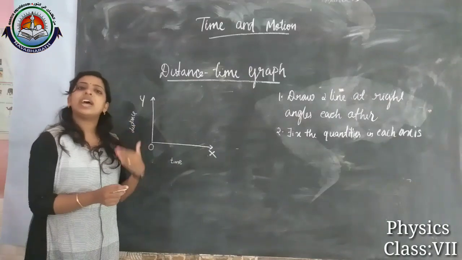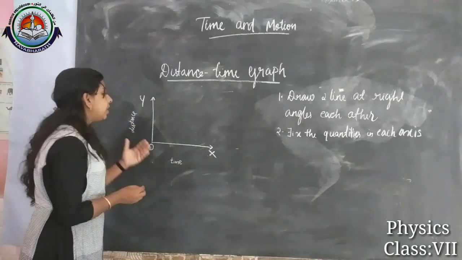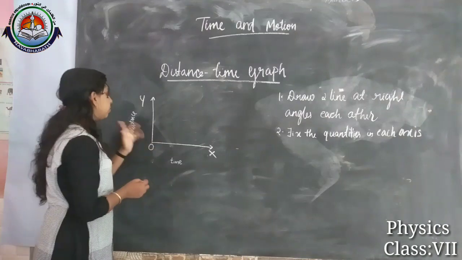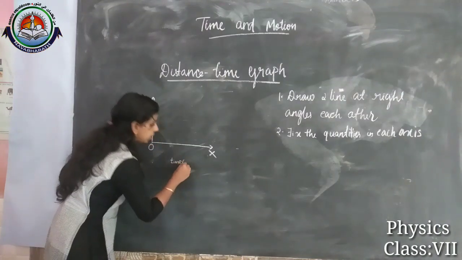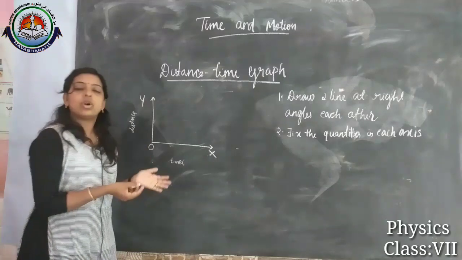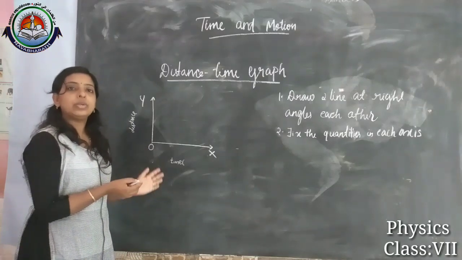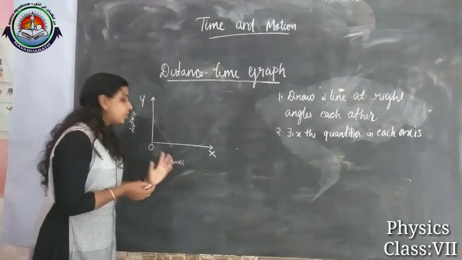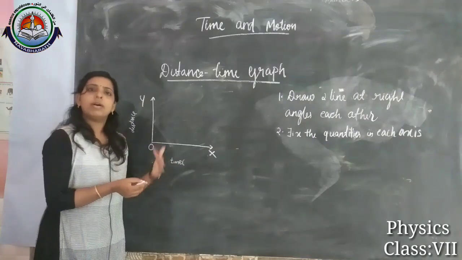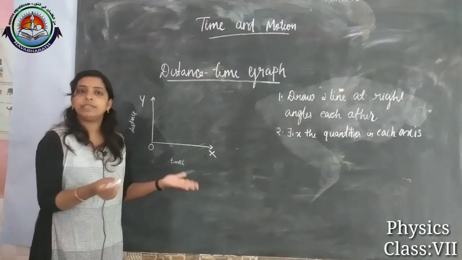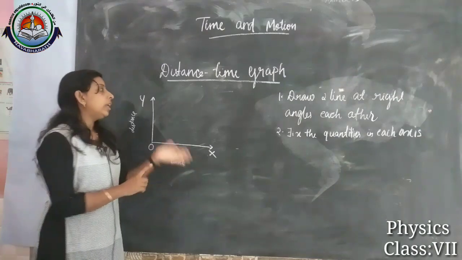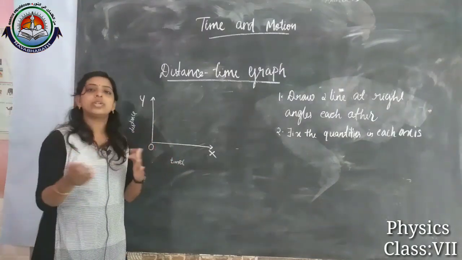And whenever we are writing this time or distance, we should write its unit. Okay, normally we know that the unit of time is second or minute or hour. Anyway, we can write it. So here we can consider according to our values.